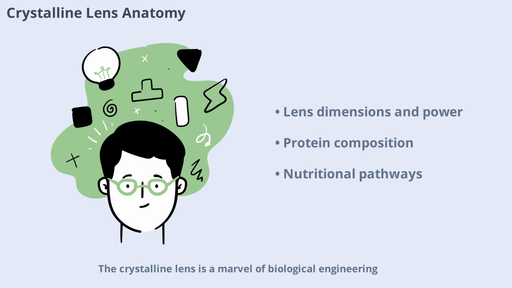The crystalline lens is a marvel of biological engineering. Measuring about 9.5 millimeters in diameter and 4.5 millimeters thick, it provides roughly plus 19.5 diopters of refractive power, increasing during accommodation. Composed of specialized proteins, salts, and water, the lens maintains transparency through delicate metabolic processes. Its nutrition shifts from the hyaloid artery in the embryo to passive exchange with the aqueous humor after birth. This structure is essential for focusing light and protecting the retina from harmful UV rays.